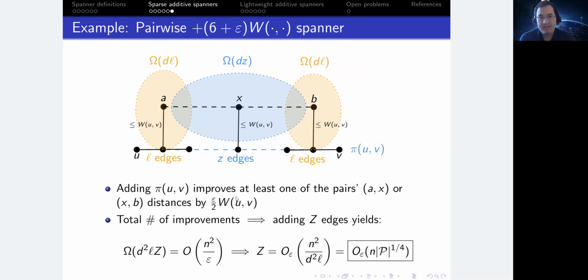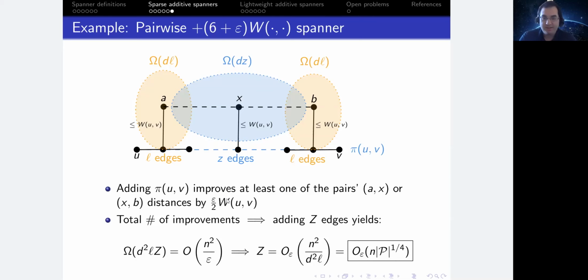in unweighted graphs, any sort of improvement in the distance must be by at least 1. But for weighted graphs, the distance between a particular pair may only improve slightly. So we have to consider the number of vertex pairs whose distances sufficiently improve.